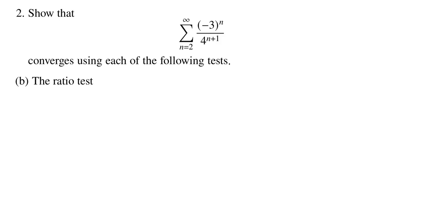Welcome back. This is problem 2b from quiz number 7. And here we're going to again be working with this geometric series, but instead of trying to show that it converges using the geometric series test, we're going to try to show that it converges using the ratio test. So to use the ratio test, we're going to take a limit as n goes to infinity of the absolute value of what? Maybe we should write this down.